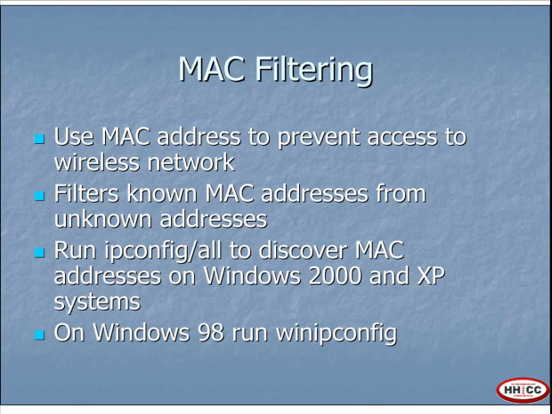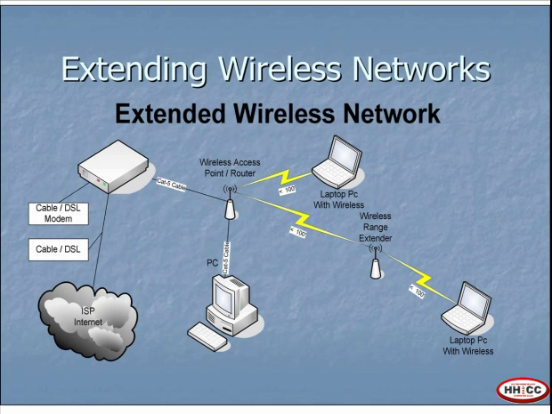To determine the MAC address of a device, if you're running Windows XP or Windows 2000, you can run ipconfig /all at the command prompt, and that will show you the MAC address. And on Windows 98, you can run winipcfg, which will show you the MAC address, which you can write down and then use to enter into the wireless access point when you configure it to allow or deny it.